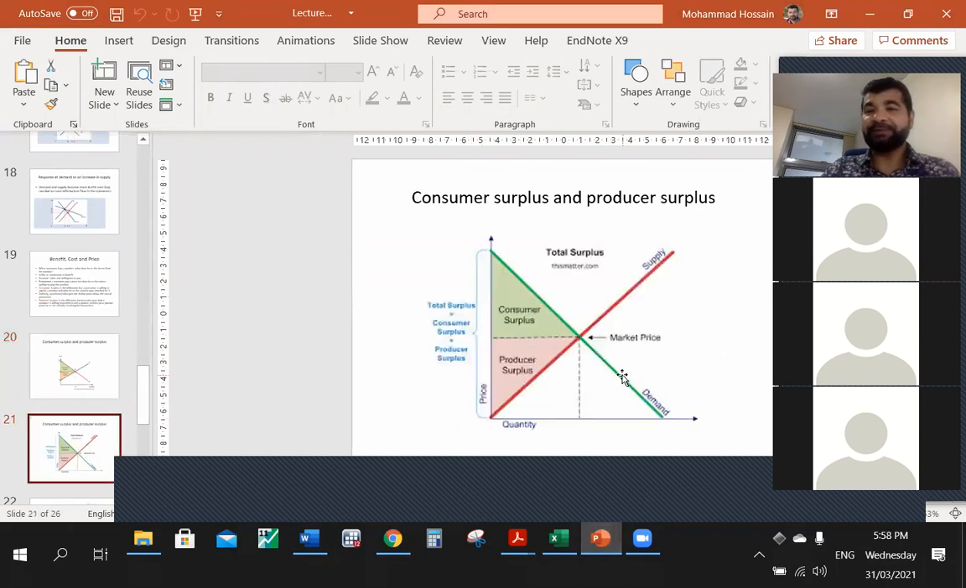Now let's go in here. Another thing is total surplus. Total surplus is the consumer surplus plus the producer surplus. The whole thing is total surplus: consumer surplus plus producer surplus.